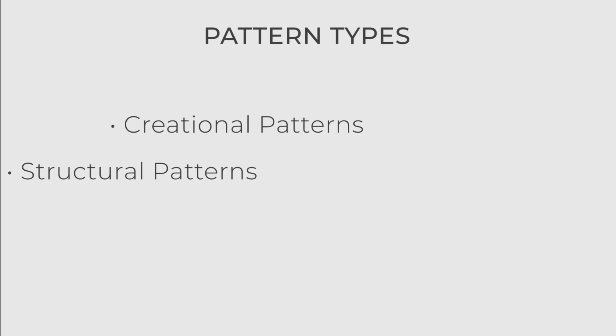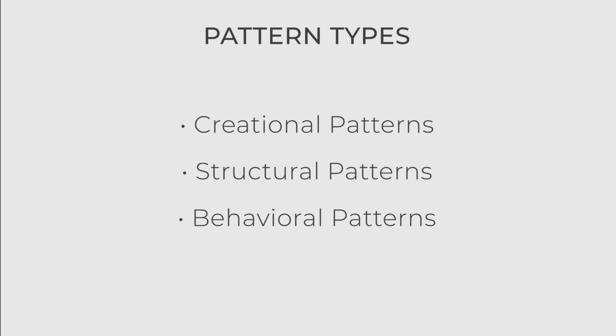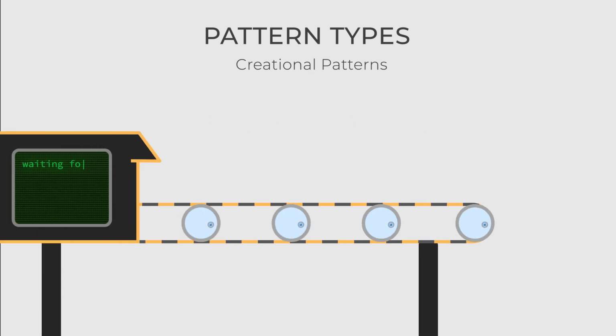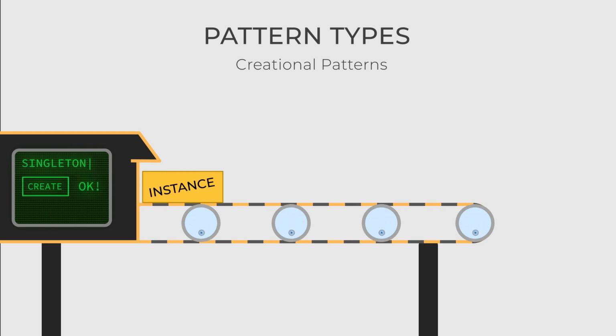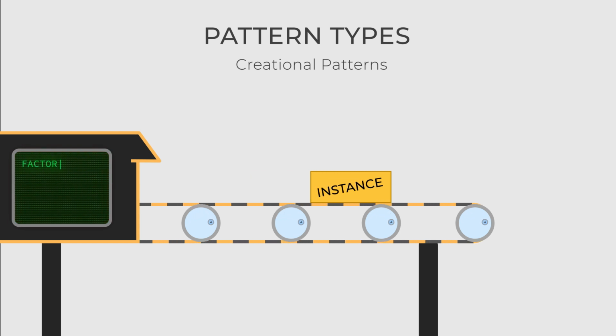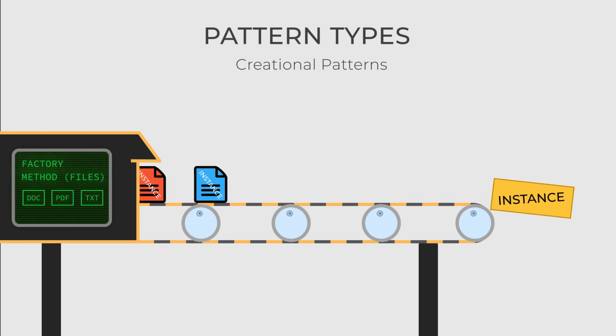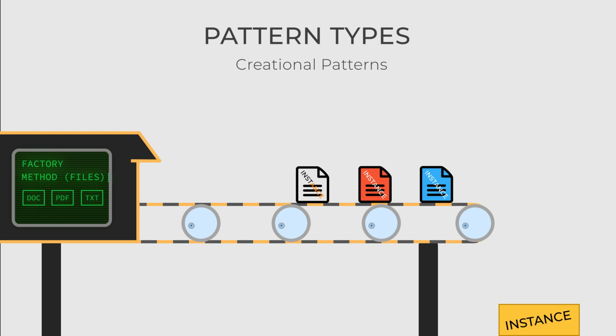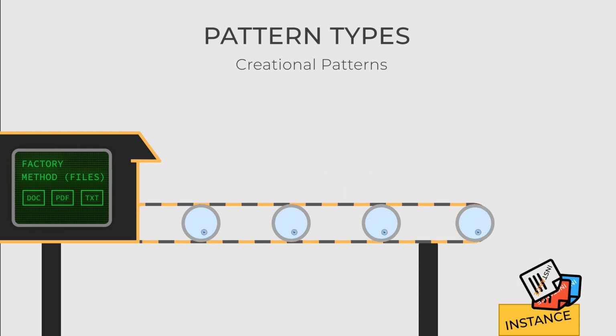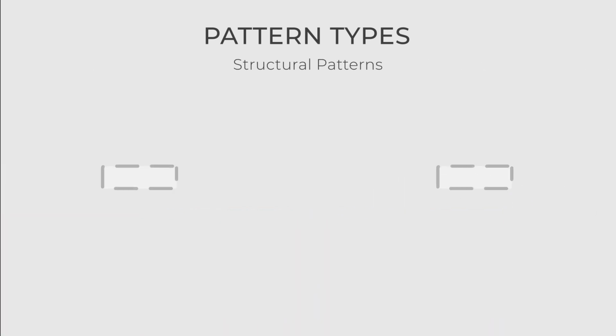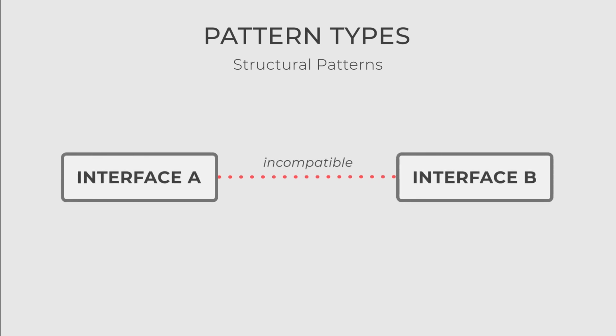Now, let's explore the different types of design patterns. Creational design patterns focus on the process of object creation. Singleton, for example, ensures one class has only one instance. At the same time, the factory method and abstract factory patterns provide an interface for creating several instances of a class.